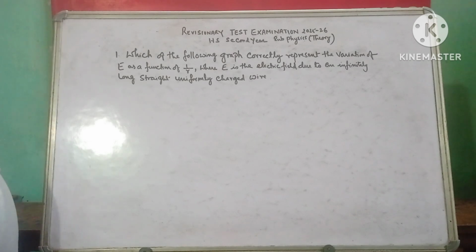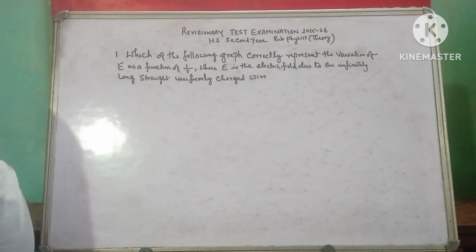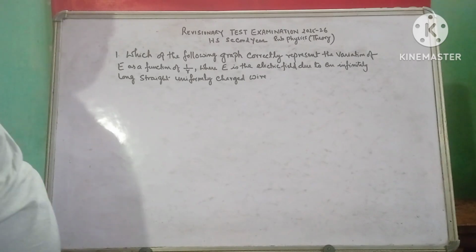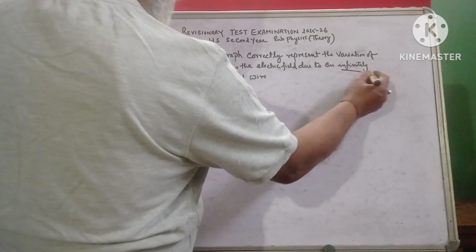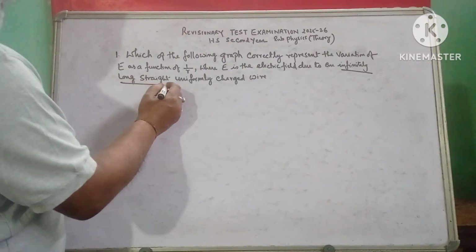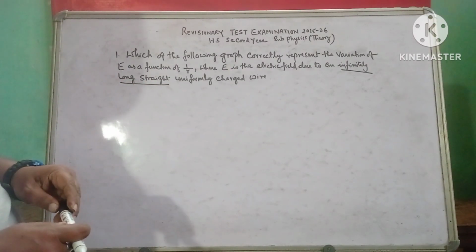Which of the following graphs correctly represents the variation of E as a function of 1 by r, where E is the electric field due to an infinitely long straight wire?